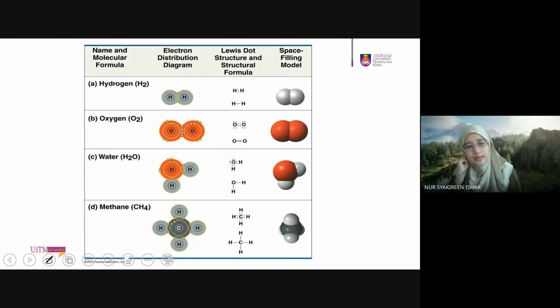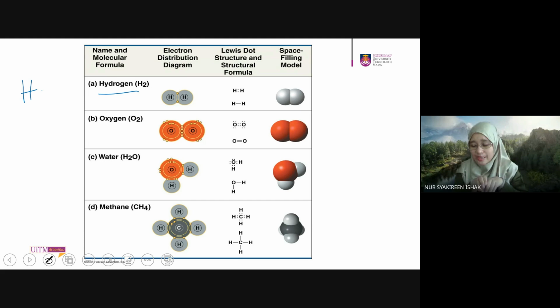Okay, so let's look at some examples. As you can see from this table, it gives you an example for hydrogen. The hydrogen atom and the hydrogen molecule are different. The hydrogen molecule is H2. The hydrogen atom is H only, right? The hydrogen atom individually has only one electron. It is not enough to obey the octet rule, right? So it has to exist in a pair. Then comes another hydrogen atom, so they will share electrons.